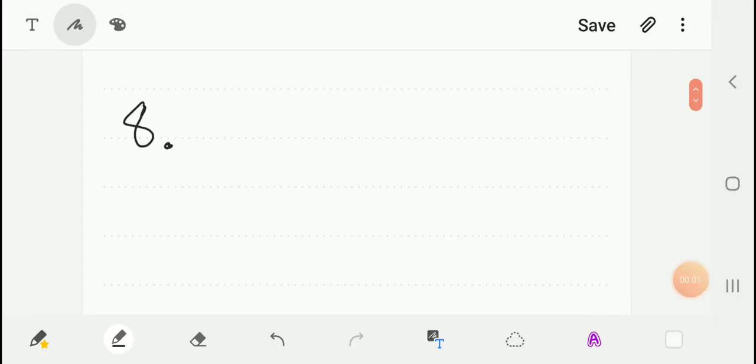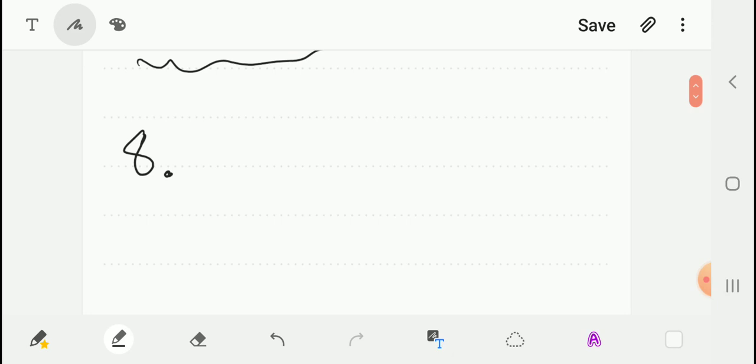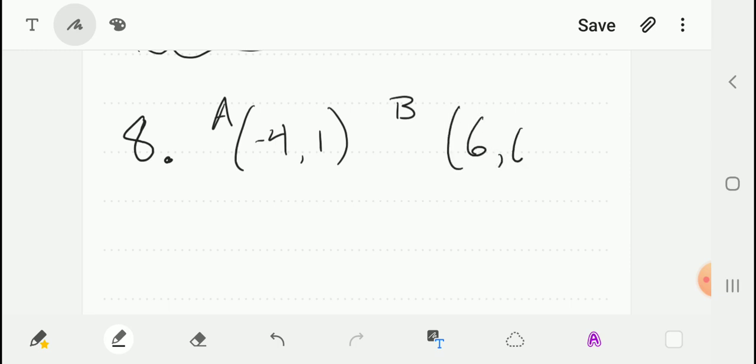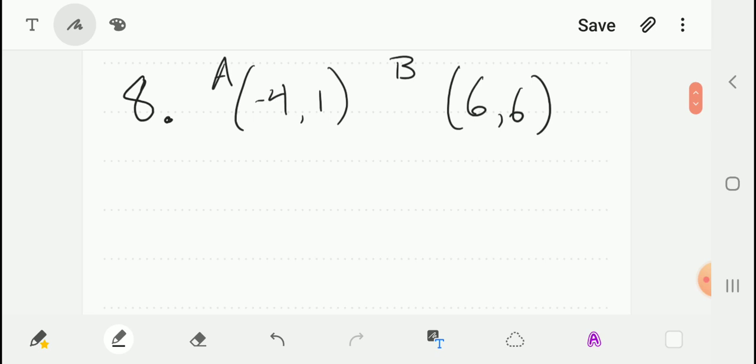Let's take a look at some of these questions. One of the questions that was asked about is number 8 on your gradient assignment. Right, so you're given these points. It does give you a graph, kind of, but it gives you point A, -4, 1, and then point B, 6, 6. And you're supposed to imagine these 2 points.